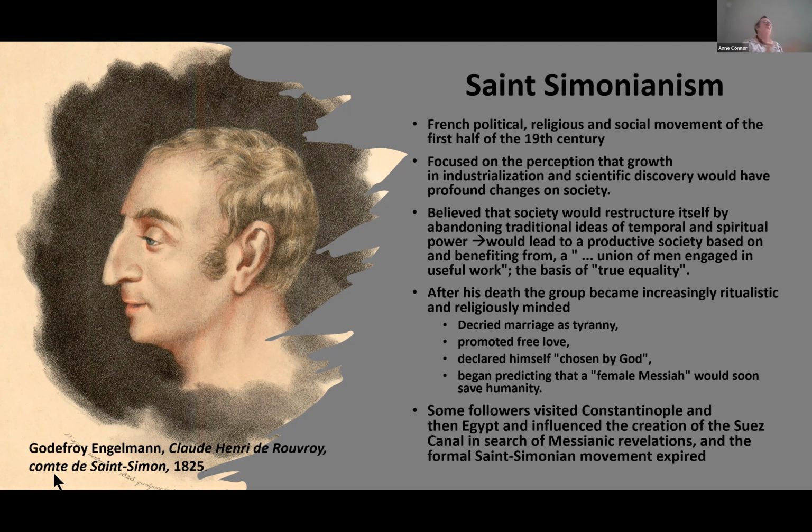So the group split in two. One became very extreme, the other one became more reasonable. And some of the followers visited Constantinople and then Egypt and literally influenced the creation of the Suez Canal in search of a messianic revelation. But then the former movement expired. The other part, more conservative, was very instrumental in creating the Suez Canal Company and the Banque Crédit Mobilier, which is very interesting, how it leads to that.